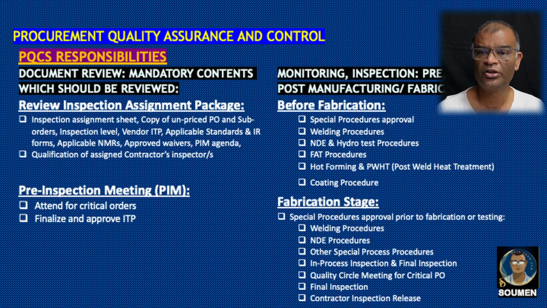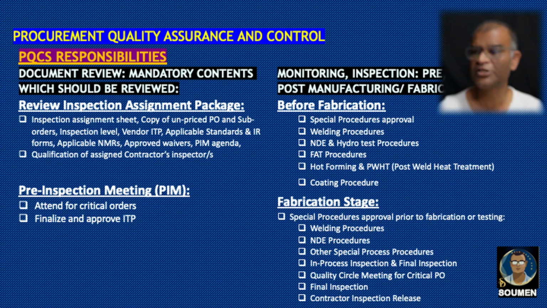Document review for the inspection assignment package shall include the inspection assignment sheet, copy of unpriced PO, sub-orders, inspection level, vendor ITP, applicable standards, and inspection report form. Applicable NMRs, waivers, PIM agenda, and qualification of the assigned contractor inspector are also to be included in the inspection assignment package. Pre-inspection meeting: the PQCS has to attend the pre-inspection meeting for critical orders. In the pre-inspection meeting, the ITP shall be finalized and approved by vendor inspection from the company.